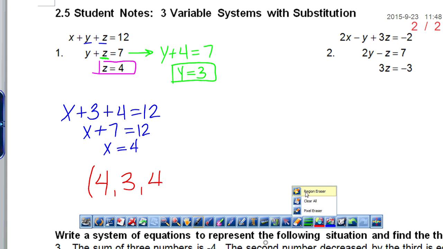12 minus 7 is not 4. 12 minus 7 is 5. Sorry about that.